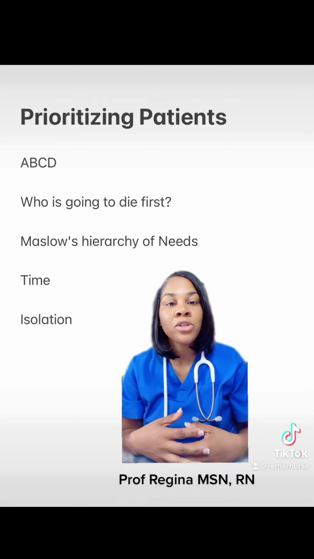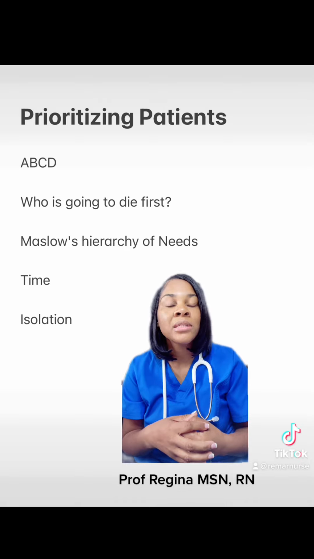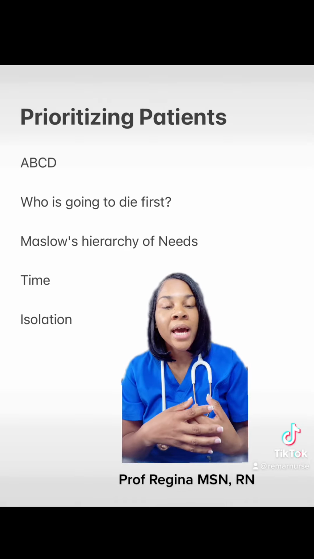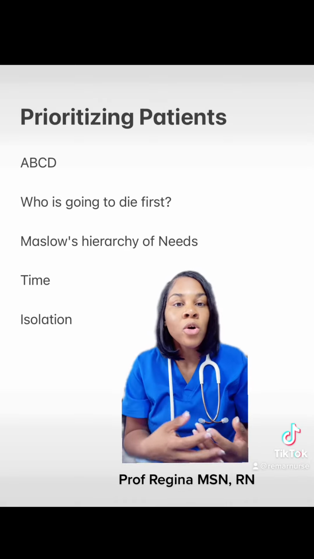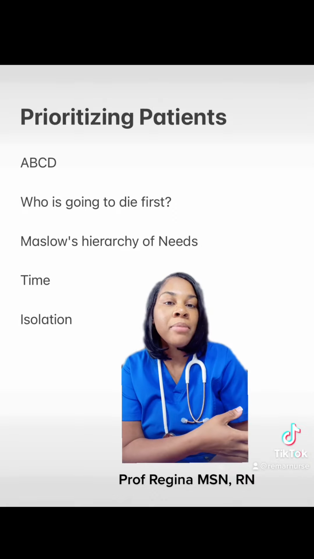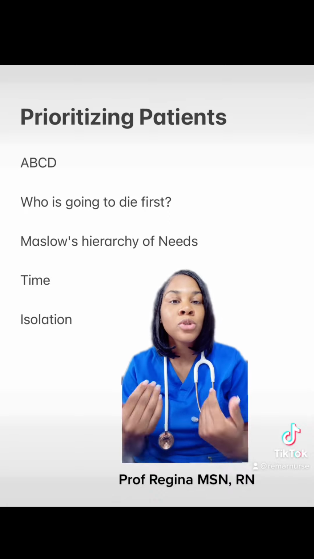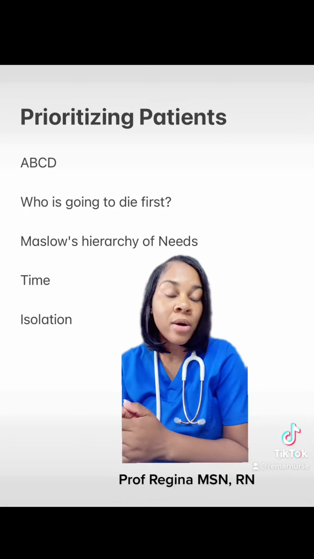Or if you have a patient who is reporting pain, or you have a patient who is showing a poor gag reflex, who would die first? It's not going to be the gunshot wound to the arm. That's a circulation problem. It's going to be the person who is unable to gag or who's unable to swallow. So prioritize that as well.